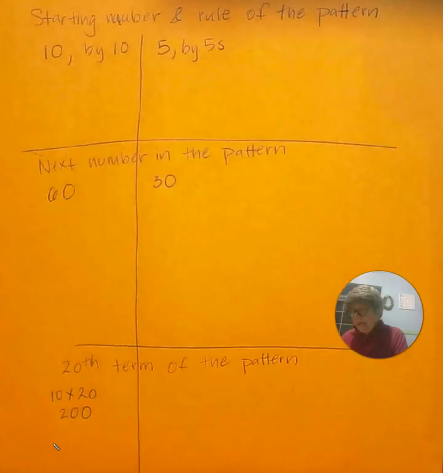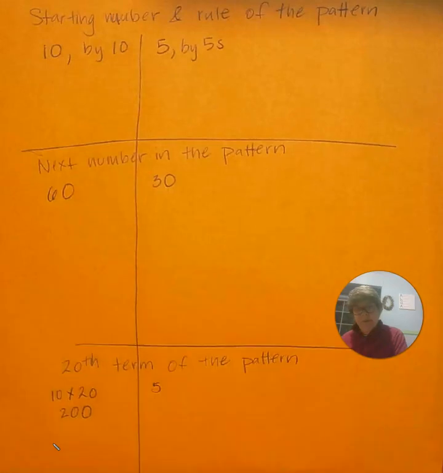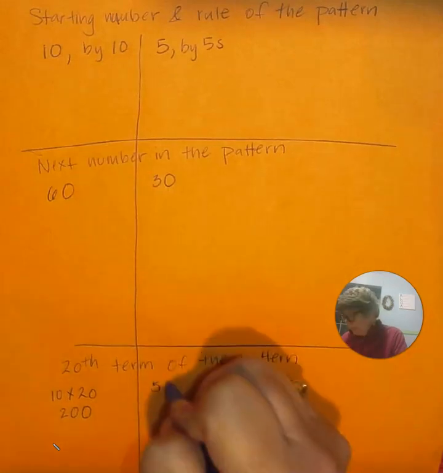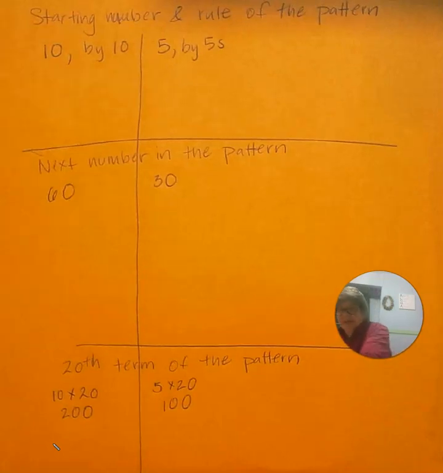Good. And what would be the 20th term in that pattern? Okay. So we're counting by fives. And we want the 20th term. 5 times 20, 100 would be the 20th term in the pattern. Okay, we catching on? All right, let's look at another pattern.